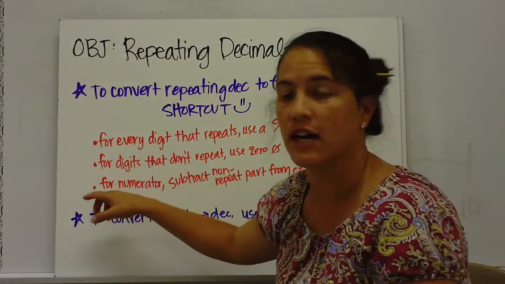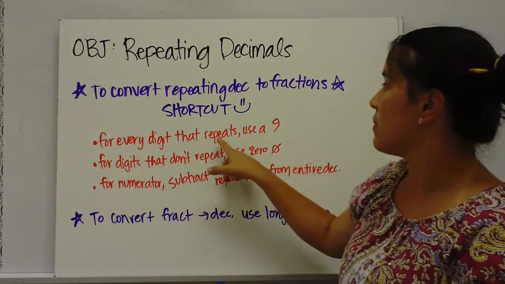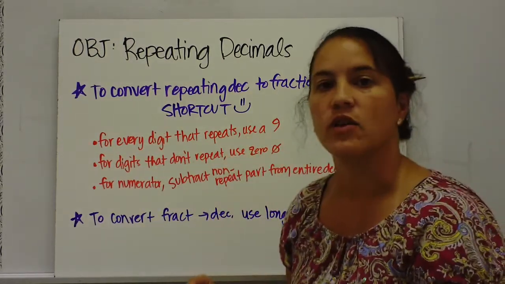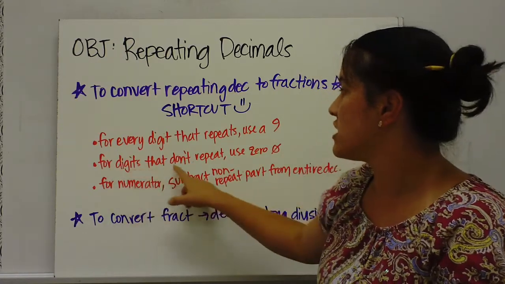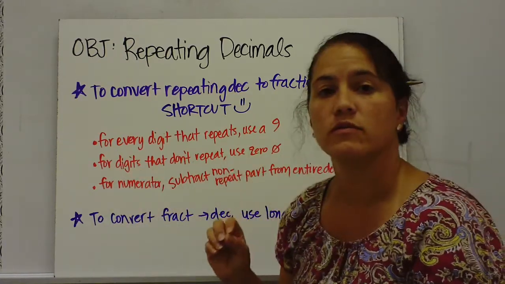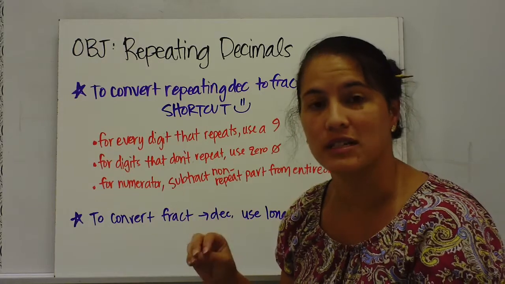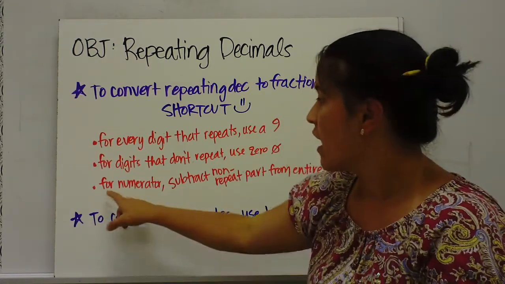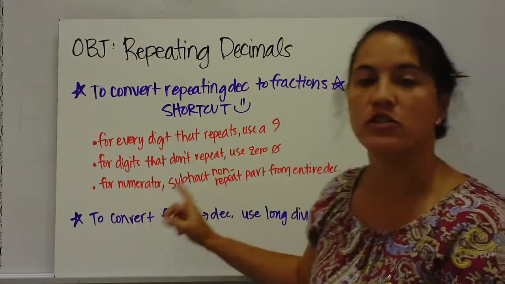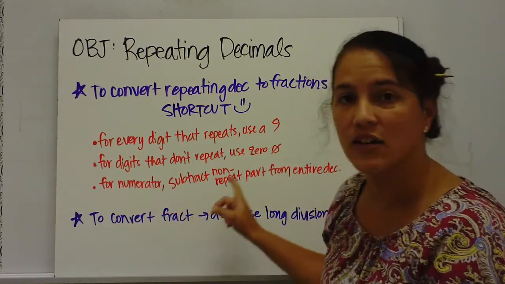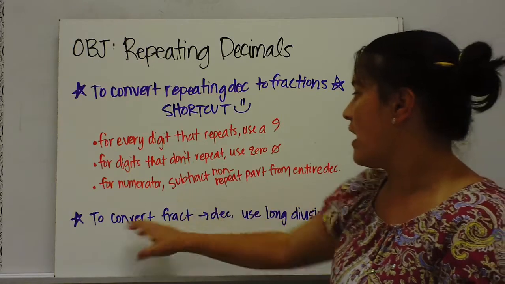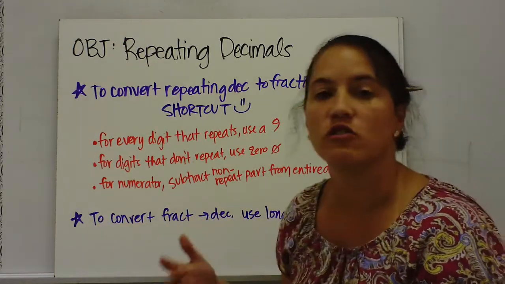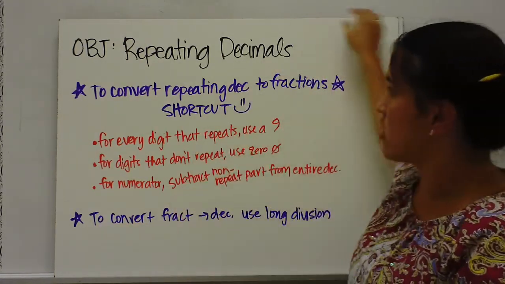So make sure you write these down. For every digit that repeats, use a 9. So for every repeating digit, you're going to put a 9 in the denominator. For digits that don't repeat, use zeros. So if it doesn't repeat, you're going to put a 0 in the denominator. And for the numerator, you're going to subtract the non-repeating part from the whole decimal. And then to convert fractions, you're going to do long division like we did before. So let me show you some examples.